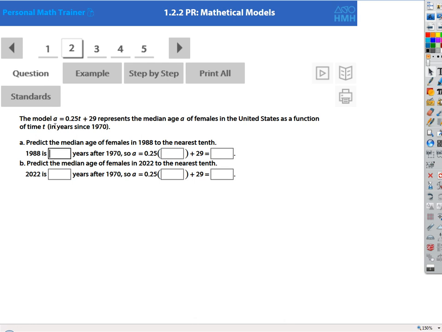If it's the number of years since 1970, it's going to be 18, right? 1988 minus 1970 tells us how many years after 1970. So we just have to plug an 18 into our function. That's all we're doing, right? We're literally letting t equal 18 and plugging that in right there. And if we do that, it's a calculator problem.